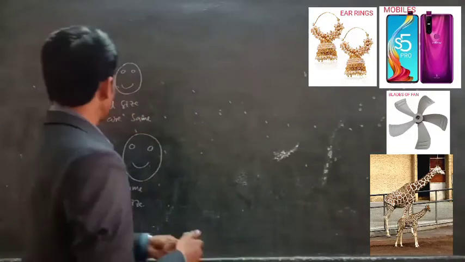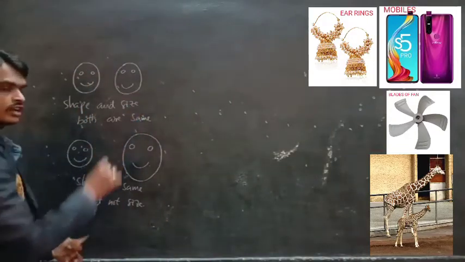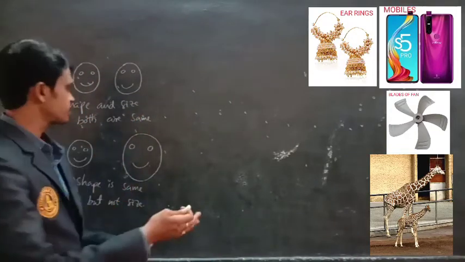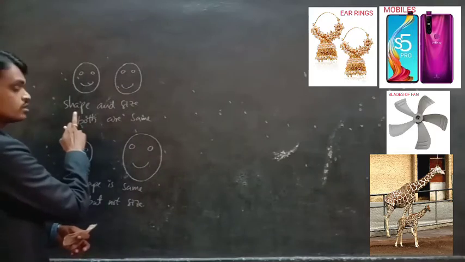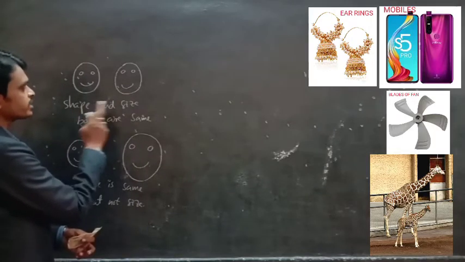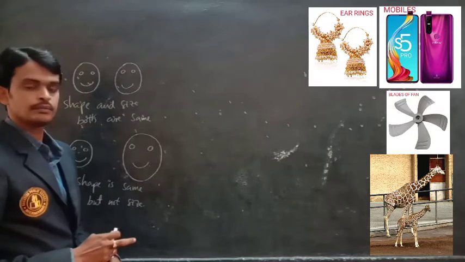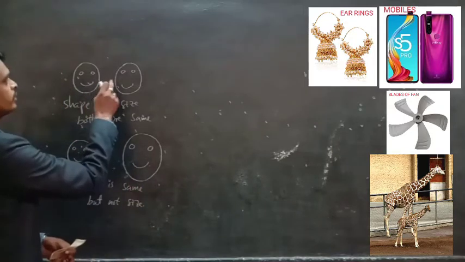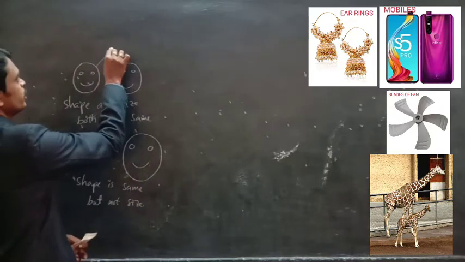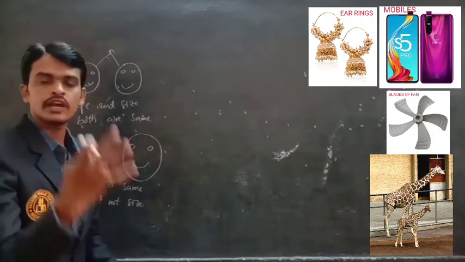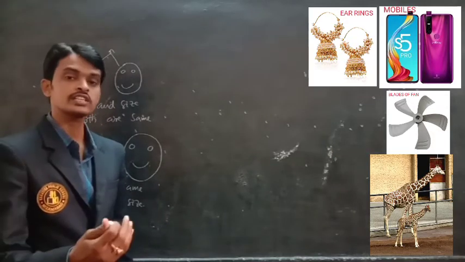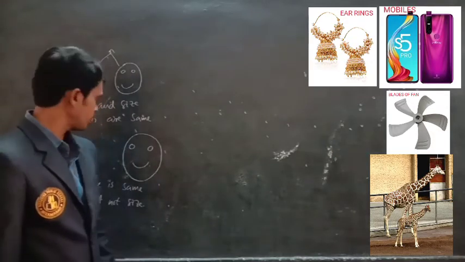So, if two figures or two objects are the same size and the same shape, then the figures are said to be congruent.